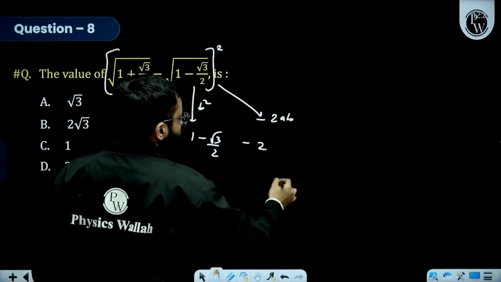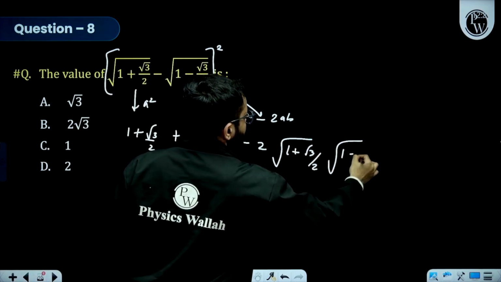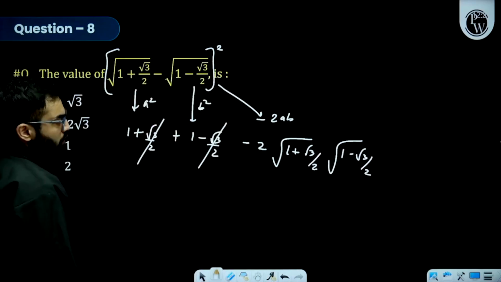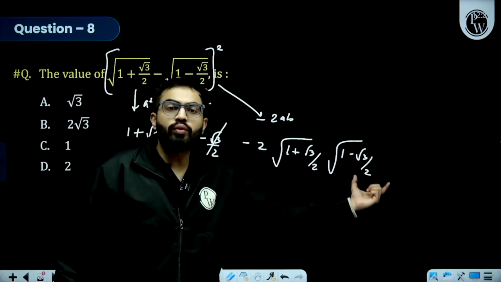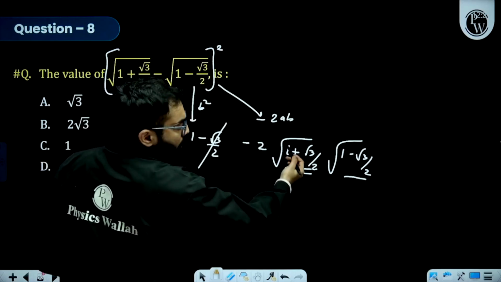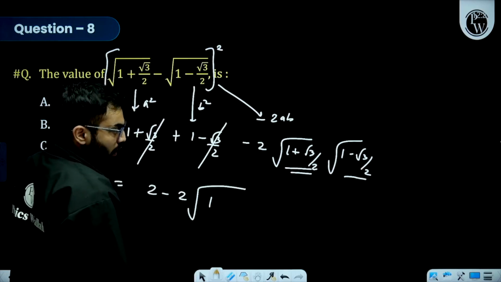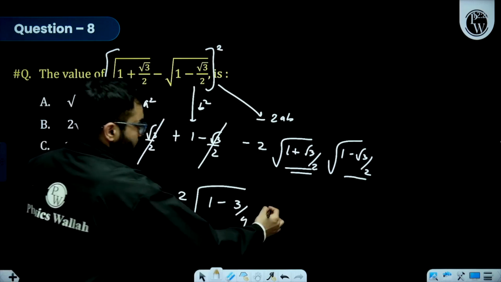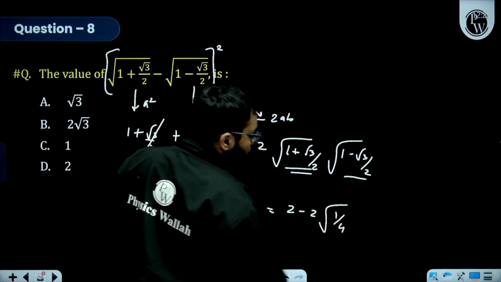So this becomes minus 2 into root of 1 plus root 3 by 2 into square root of 1 minus root 3 by 2. And if we see, this root 3 by 2 and minus root 3 by 2 gets cancelled out, this becomes 2 minus 2, and the interior of these square root terms can get multiplied over here, and the property is a plus b into a minus b. So this becomes a square minus b square, that is 1 square is 1, minus root 3 by 2 whole square is going to be 3 by 4, and 1 minus 3 by 4 is 1 by 4. So this becomes 2 minus square root of 1 by 4.